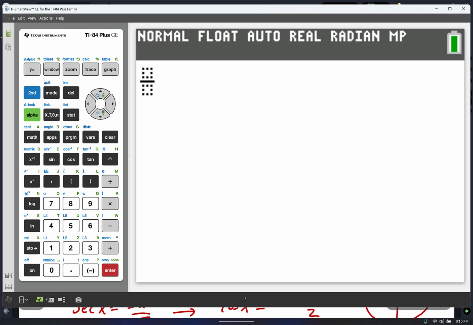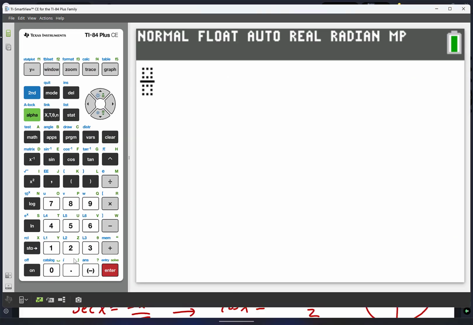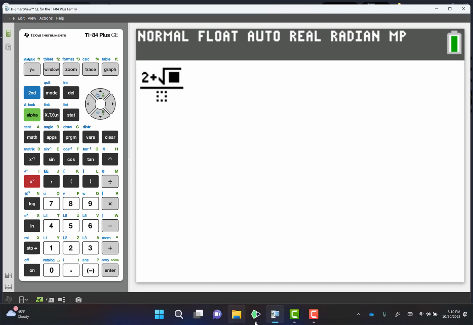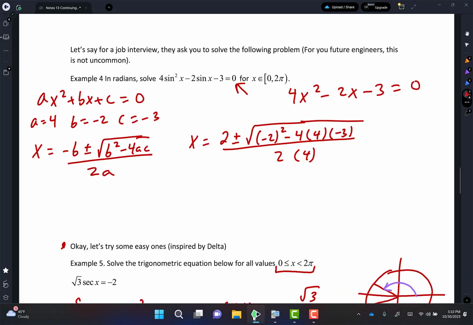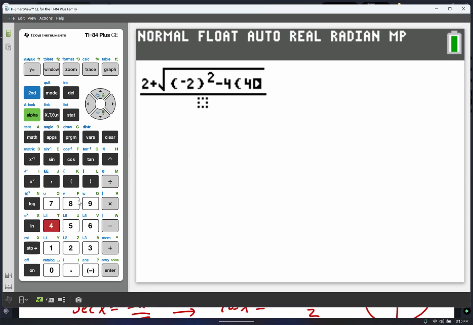So here we go. I type in 2 plus second square root. It's up to you if you want to put a -2 squared. It doesn't matter. I guess I'll put -2, but put it in parentheses or else it's going to turn to a negative. -2 squared minus 4 times, what was A? 4 times -3. And then all this is over 2 times 4.